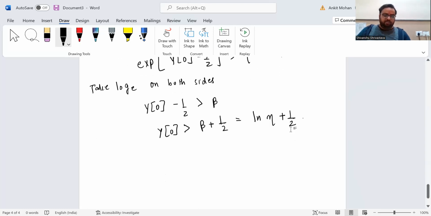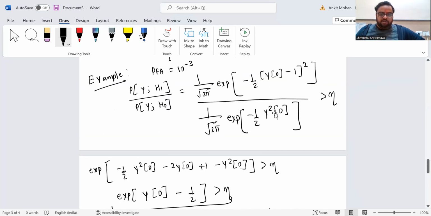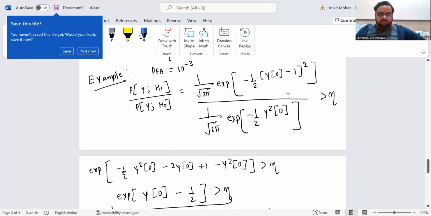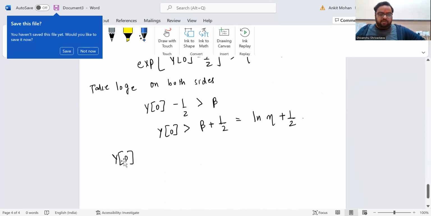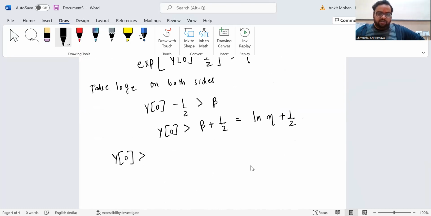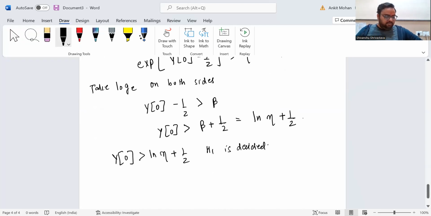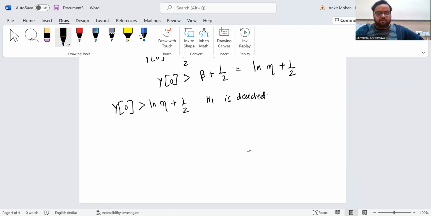Okay, now this is my event. See, I started with this likelihood ratio getting greater than eta, and now I have converged this to y naught. I am now simply concerned with y naught here. I have only this y naught. If my y naught is greater than ln eta plus 1 by 2, I'm going to decide H1. Okay, H1 is decided. Okay, so let us define this.